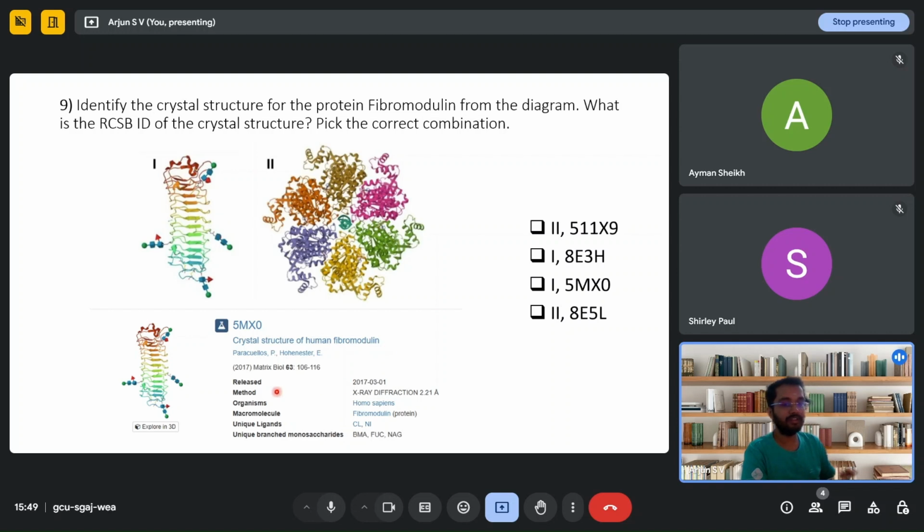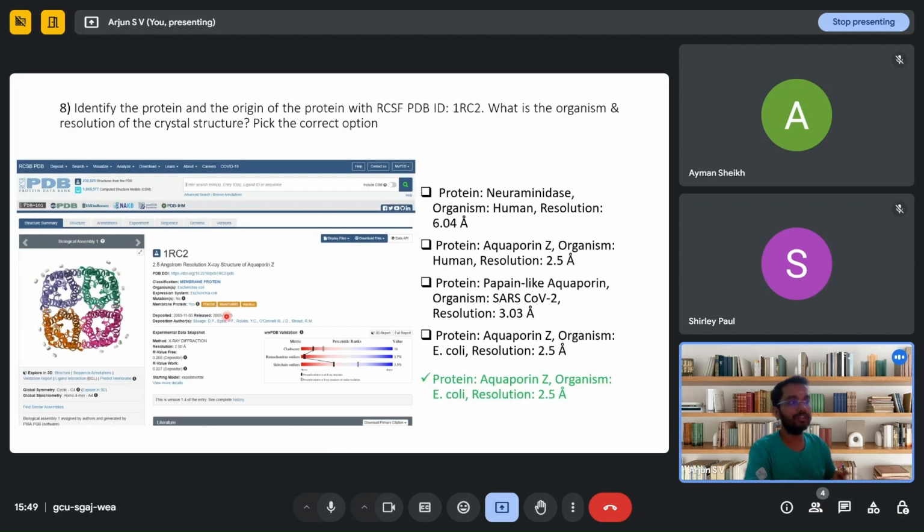Here they would also have given the method of identification and the organisms. If they ask any other question, you can type that in the exam as well. And if you click into this 5MX0, it will land you on a page where you can find additional details.